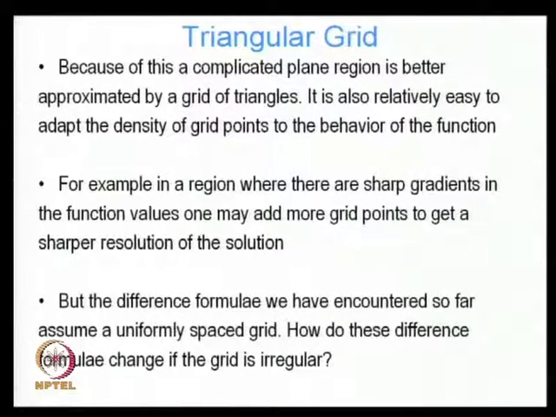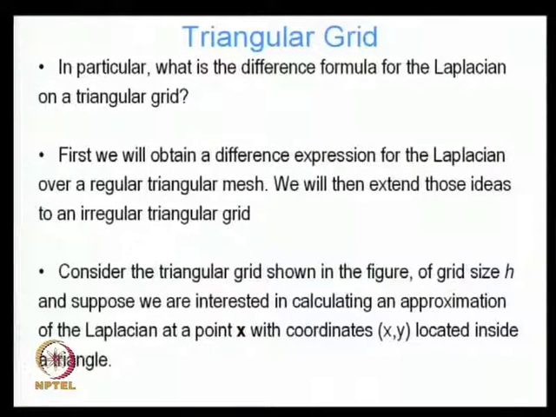But the difference formulas we have encountered so far assume a uniformly spaced grid. How do these difference formulas change if the grid is irregular? In particular, since the Laplacian is the most important difference formula for second order partial differential equations, what is the difference formula for a Laplacian on a triangular grid? What is it on a regular triangular grid, and what is it on an irregular triangular grid?